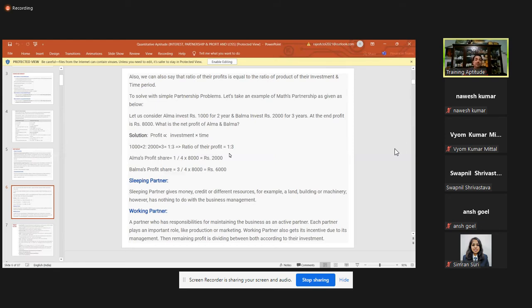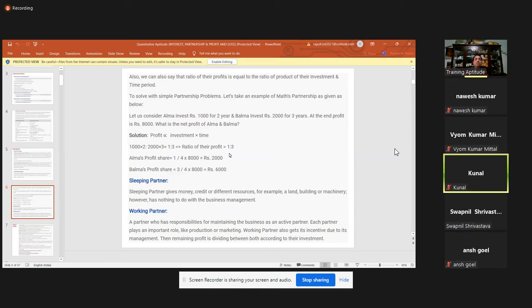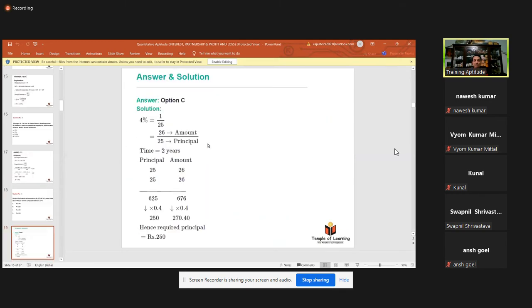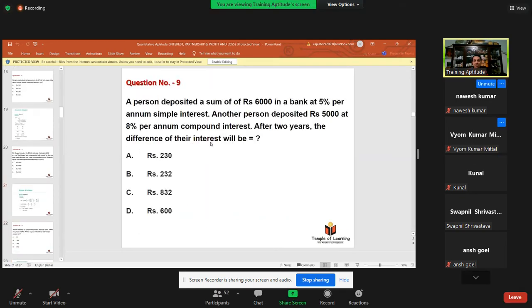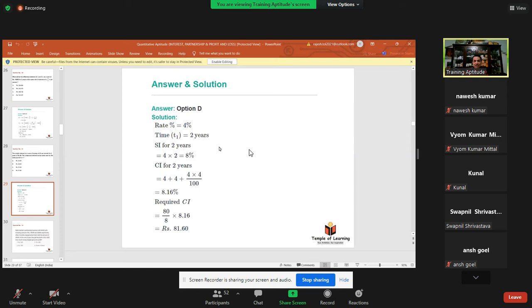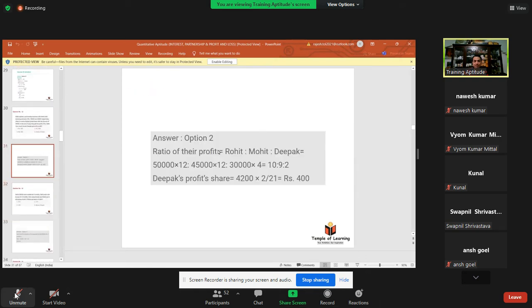Sometimes working partner can be given some money at the fag end, out of the dividend, out of the profit, and a sleeping partner only gets profit or dividend in proportion to the money that is invested and for the time that he spends there. ठीक है, चलिए सॉल्व करें कुछ क्वेश्चंस. 2 4 5 कर लेते ताकि कल कम करना पड़ेगा.